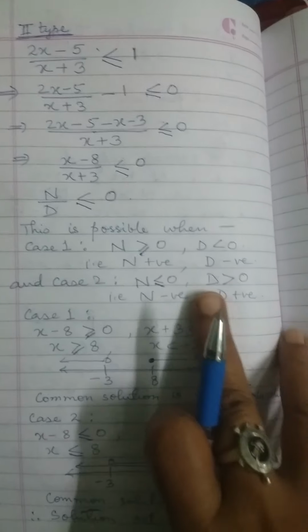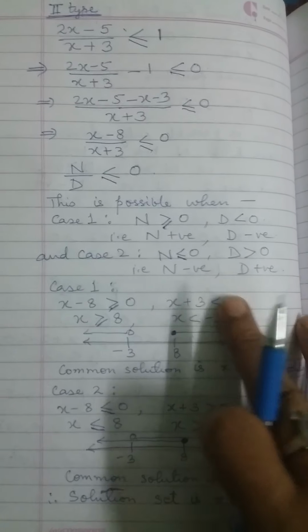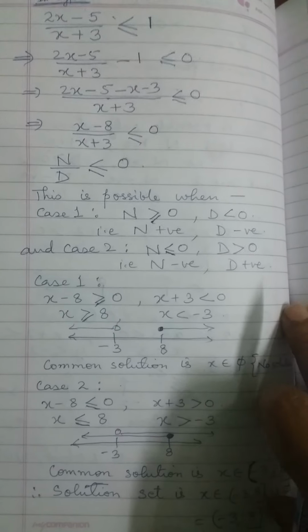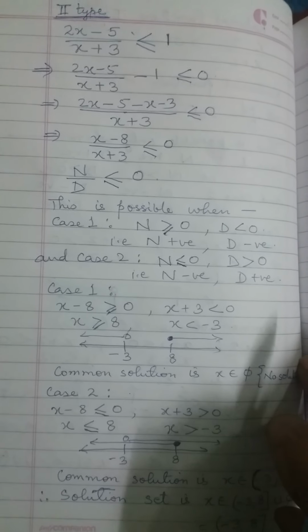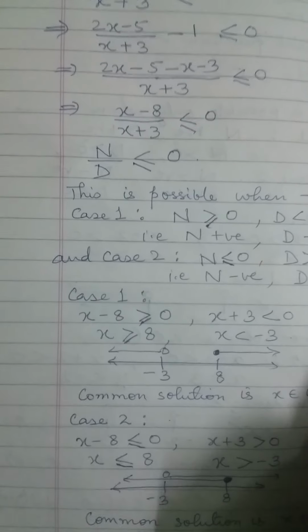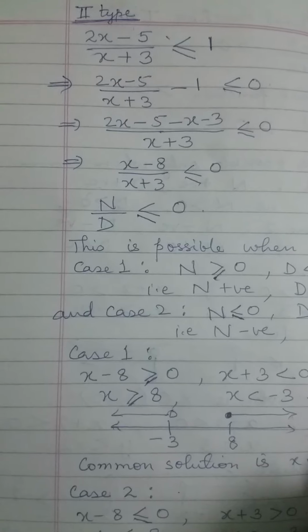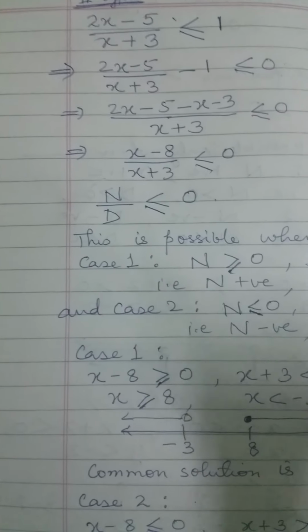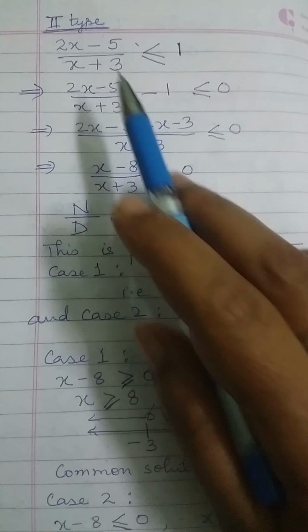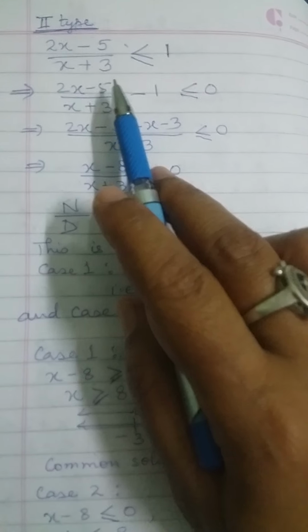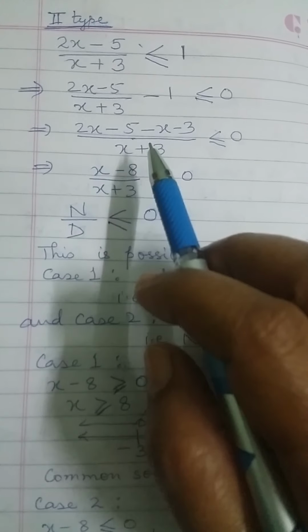Now students, as in the last video we have discussed linear inequalities, case 1 of rational function. So rational function means numerator upon denominator. Now we will deal with the second type of rational function. So we are given (2x minus 5) upon (x plus 3) less than equal to 1.